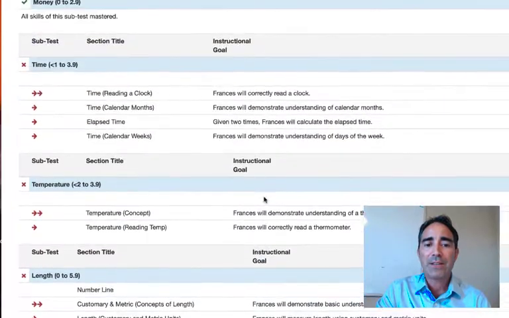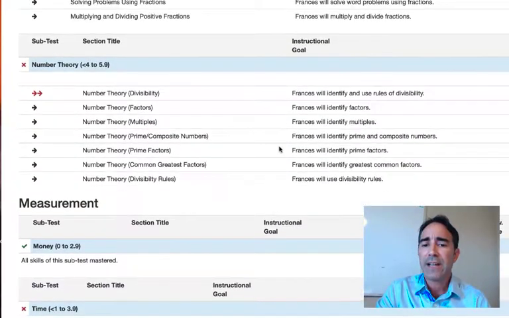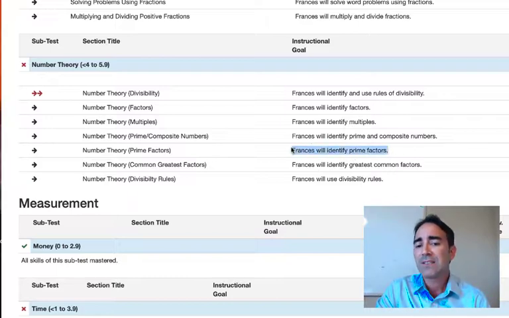And a good thing too about these is these are skills that you can look up on the internet. So if you wonder, what does it mean to identify prime factors? You can actually just look that up on Google. What are identifying prime factors? And then you understand what that lesson may be.